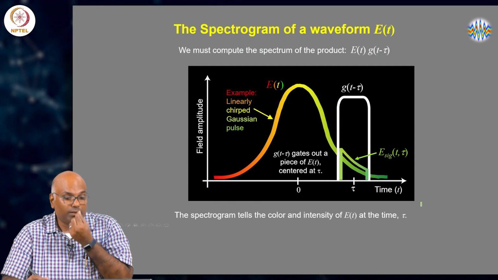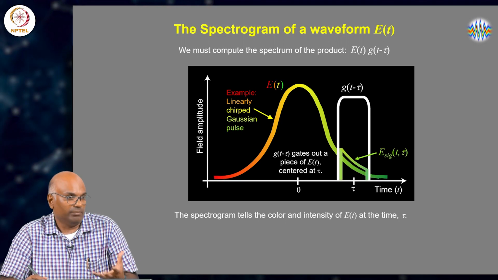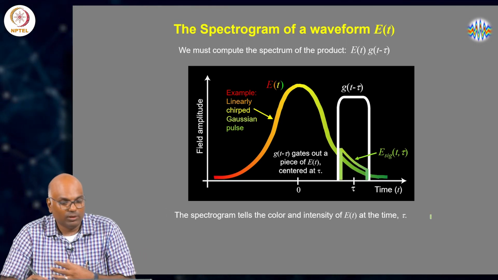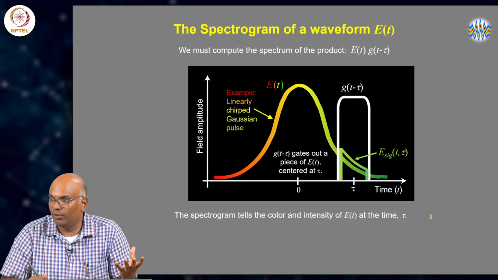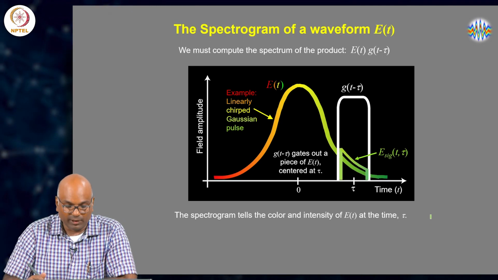Now, the spectrogram of a waveform, I will call E of t either the field, because it is the electric field of the pulse, or the waveform of the pulse, not just the envelope, right, and we know what we mean by the spectrogram.